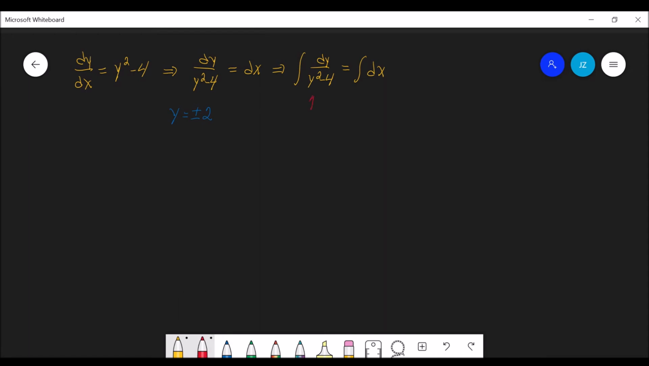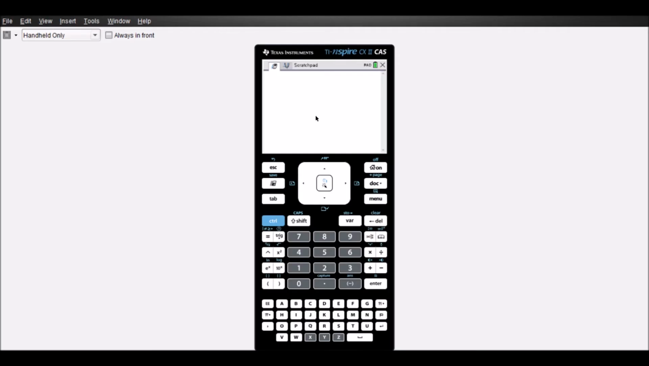Now, this would require partial fractions, which was studied in Calculus 2. We're simply going to use a calculator because I'm going to assume that you know all of the techniques of Calc 2. To determine the antiderivative of dy over (y squared minus 4) using a calculator, we see we have our TI-Nspire CX II CAS up here.